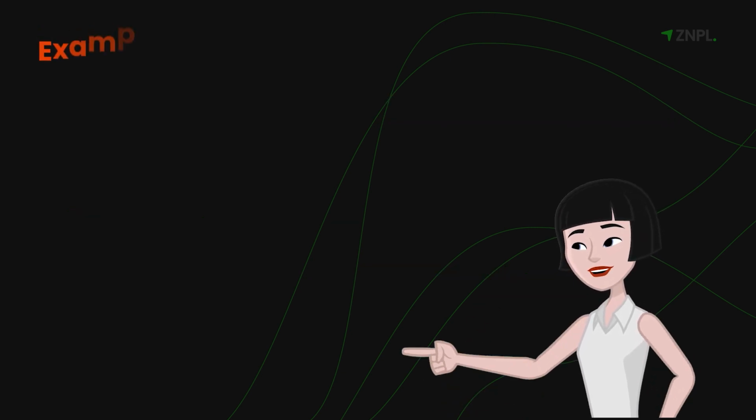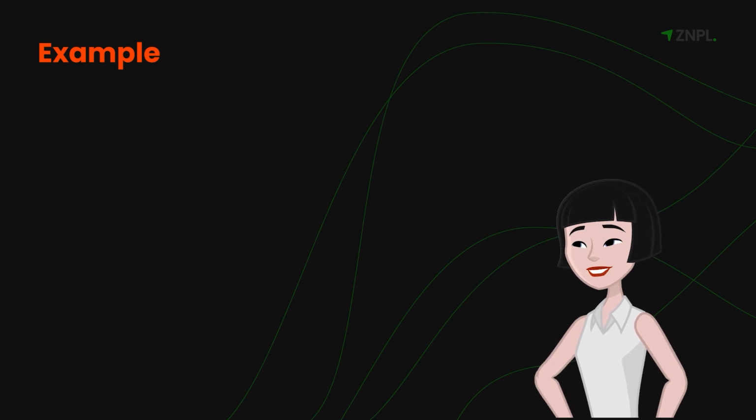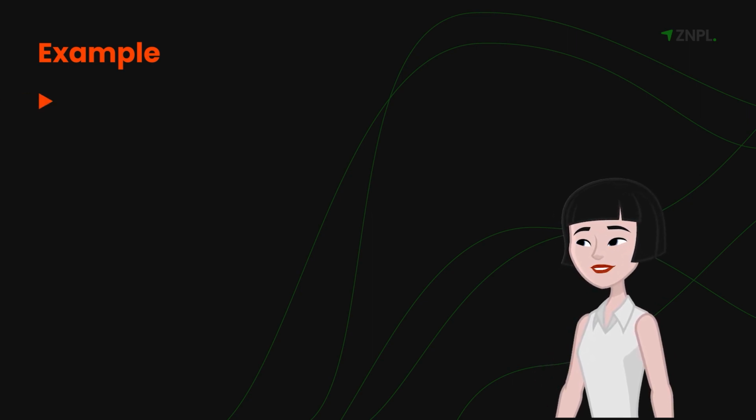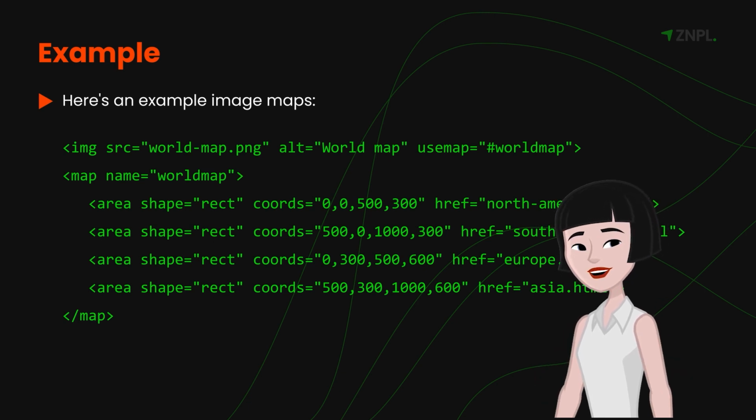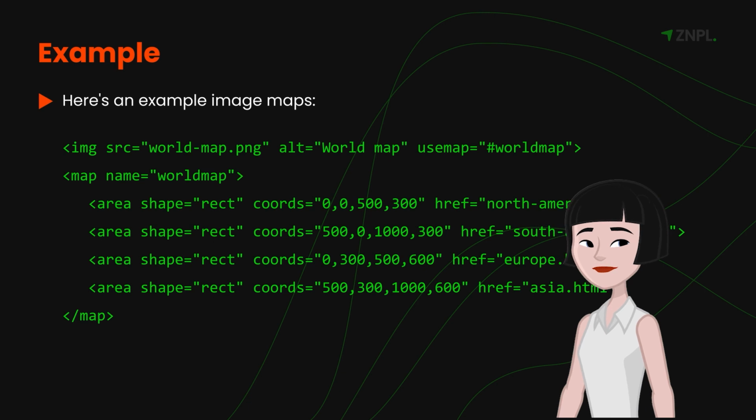Example. Here's an example. In this example, the image tag displays an image of a world map. The useMap attribute points to the name of the image map, #worldmap. The map tag defines the map, and the area tags define the clickable areas. The shape attribute specifies the shape of the clickable area, in this case, rectangles, and the coords attribute specifies the coordinates of the area. The href attribute specifies the URL of the page that the area links to, and the alt attribute provides alternative text for the area.